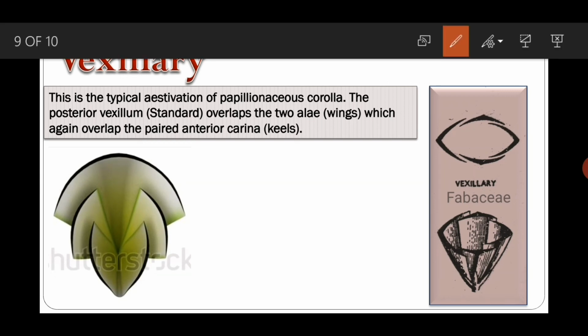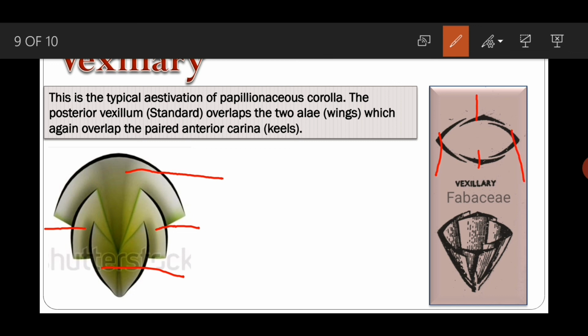The largest petal is called vexillum. This is the largest petal. Here in the diagram you can see the largest petal is called vexillum or standard petal, which is overlapping the two wings. The wings are lateral, these two are wings. The wings are overlapped by the main or standard petal, that is vexillum. Then these wings or alae are overlapping the paired anterior carina or keels.